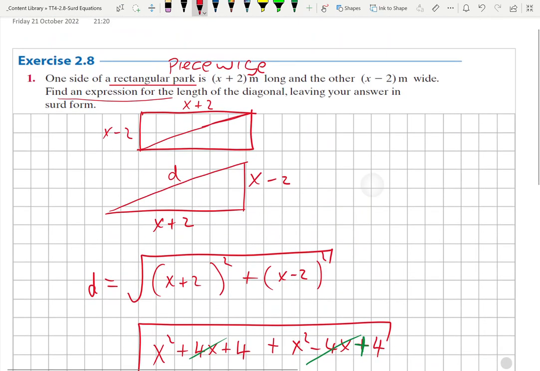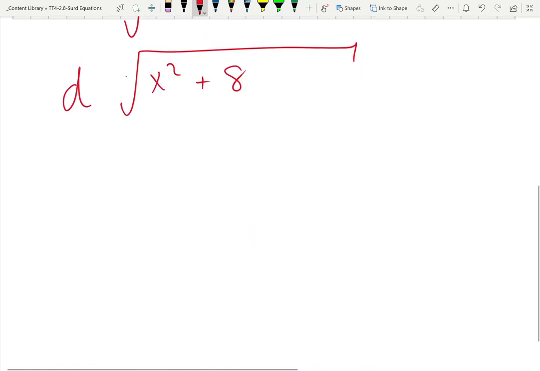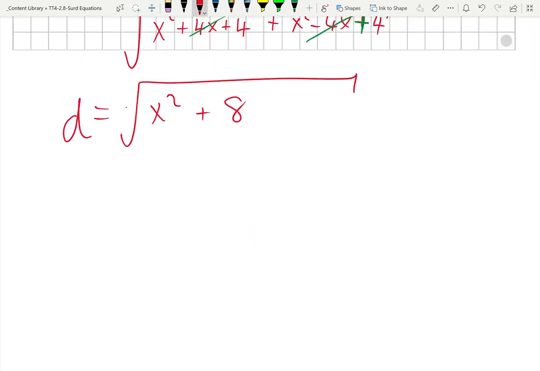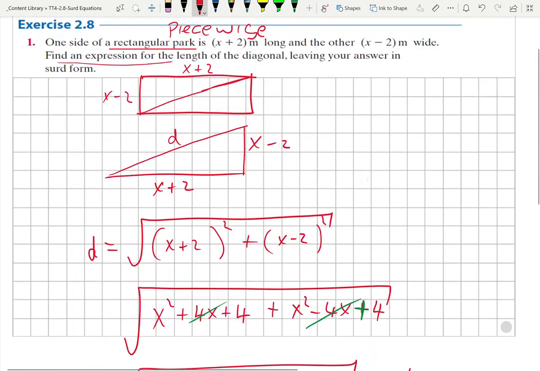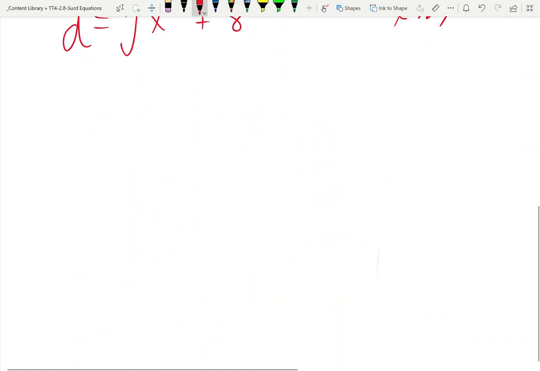Okay, now that's in kilometers, so the distance equals this number of kilometers. Okay.